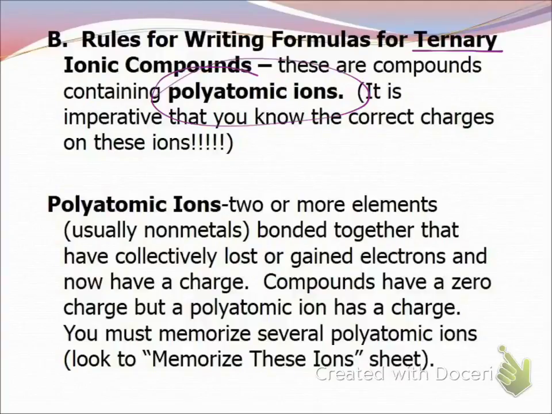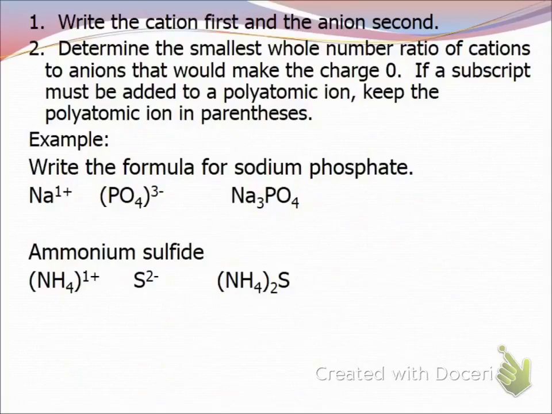If you recall from our bonding unit, polyatomic ions are bonded together, okay? So they are covalently bonded, but they have a charge. So they're going to act like an ion. Okay, so same rules as before. We're going to write the cation first and the anion second. Then we're going to determine that smallest whole number ratio just like we did before.